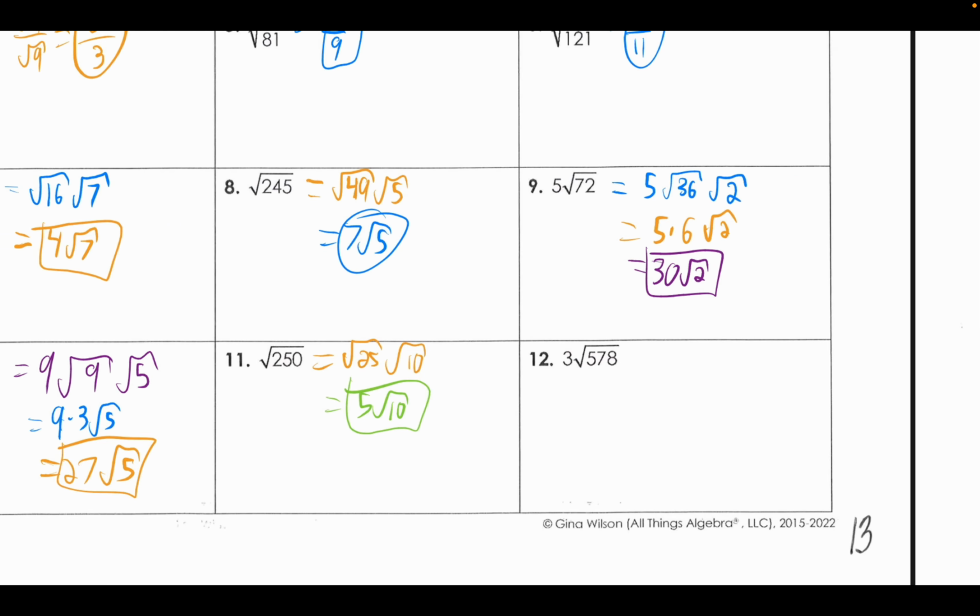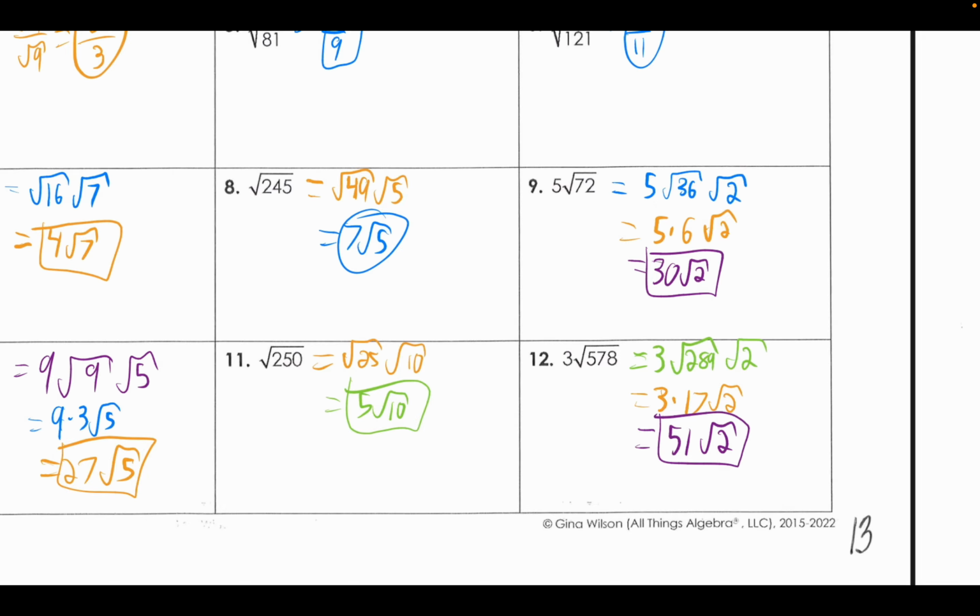Number 12, we have 3 times the square root of 578. So that's 3 times the square root of 289 times the square root of 2. Oh, I said 3. My apologies, that should have been a 2 up above, because the square root of 289 times 2 is the square root of 578. And so then we end up saying, well, 3 times 17 is 51, and 51 times the square root of 2 is our answer.